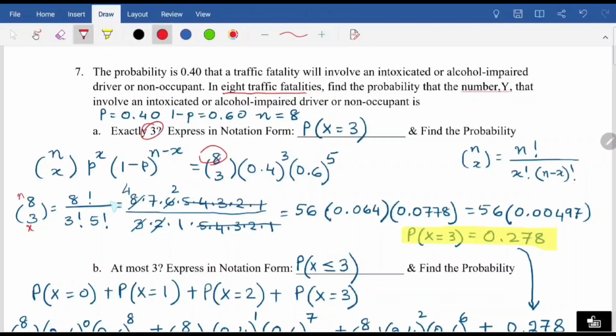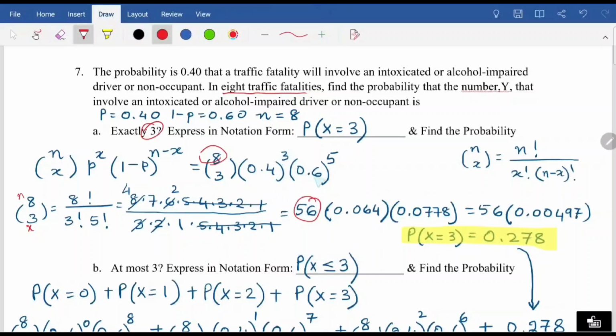8 factorial, how do you calculate factorial? 8 times 7 times 6 times 5, 4, 3, 2, 1. Multiply them out. And over here in the denominator, it's 3 times 2 times 1, and then 5 times 4 times 3 times 2 times 1. Instead of multiplying everything out, it's better to simplify it while they're still in factors, right? And I get 56 for my 8 combination 3 after I simplify the factorials.